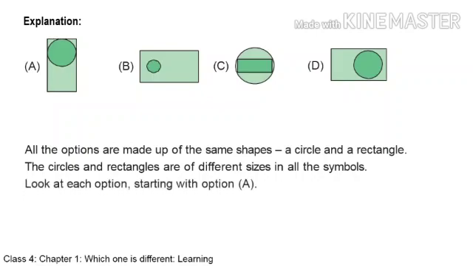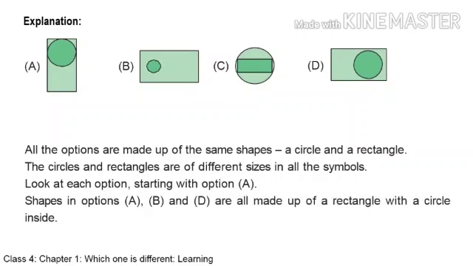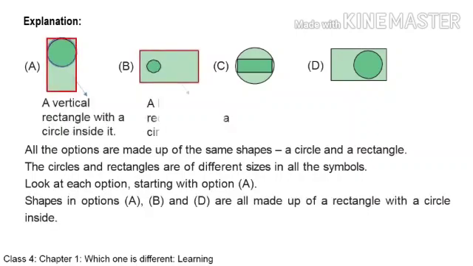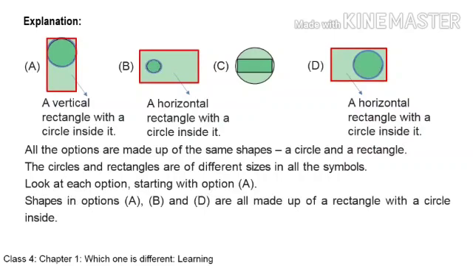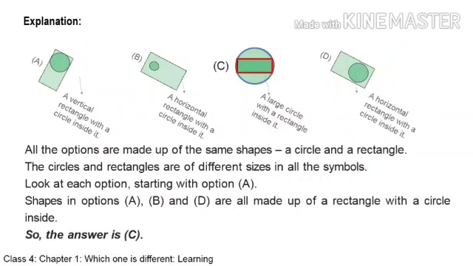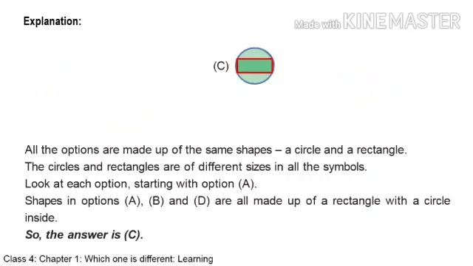Look at each option starting from option A. How would you describe each one? What do 3 of the shapes have in common? Shapes in option A, B and D are all made up of a rectangle with a circle inside. Option C shows the reverse. The position of the circle and rectangle are different. Hence, option C is the odd one out.